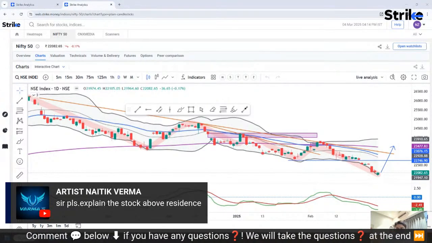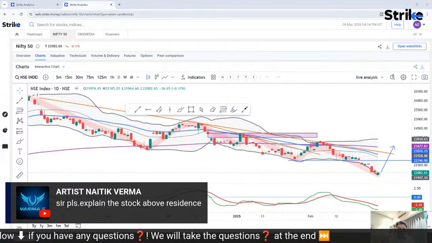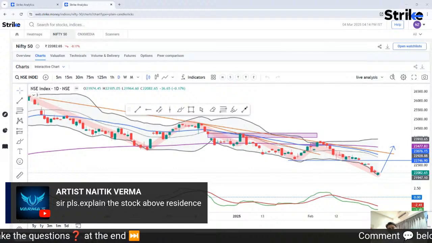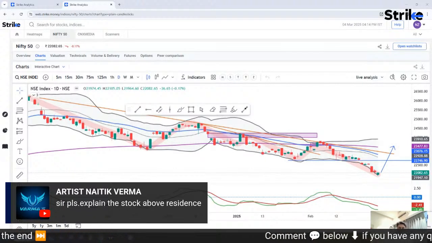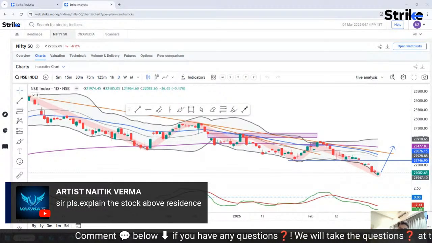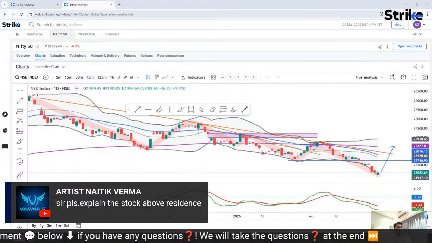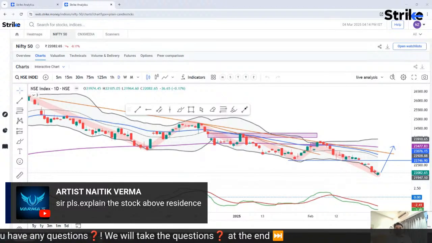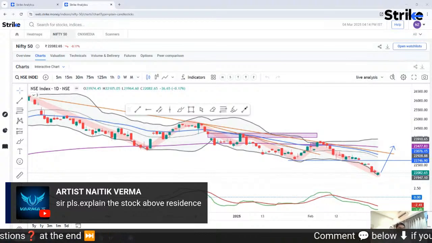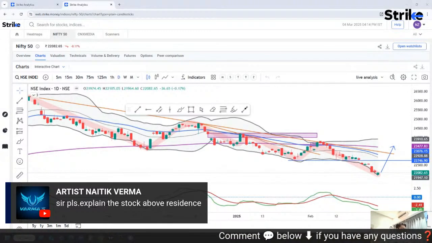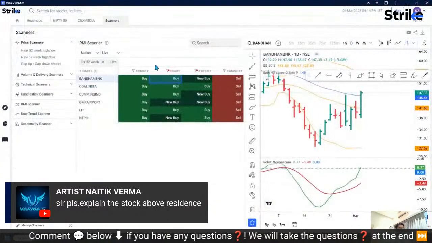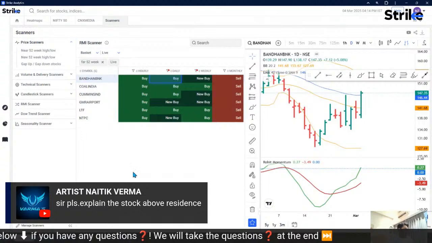Yeah, please explain stocks above resistance, Naitik Verma ji. You can look at the previous videos over here in which I had explained the topic Strike OI insights, wherein that explanation is over there. Today we will focus on watch list, and how to analyze stocks and come out with stocks using heat maps. And yes, along with these 2 tabs, or many tabs you can open up, you can also keep this page open over here.